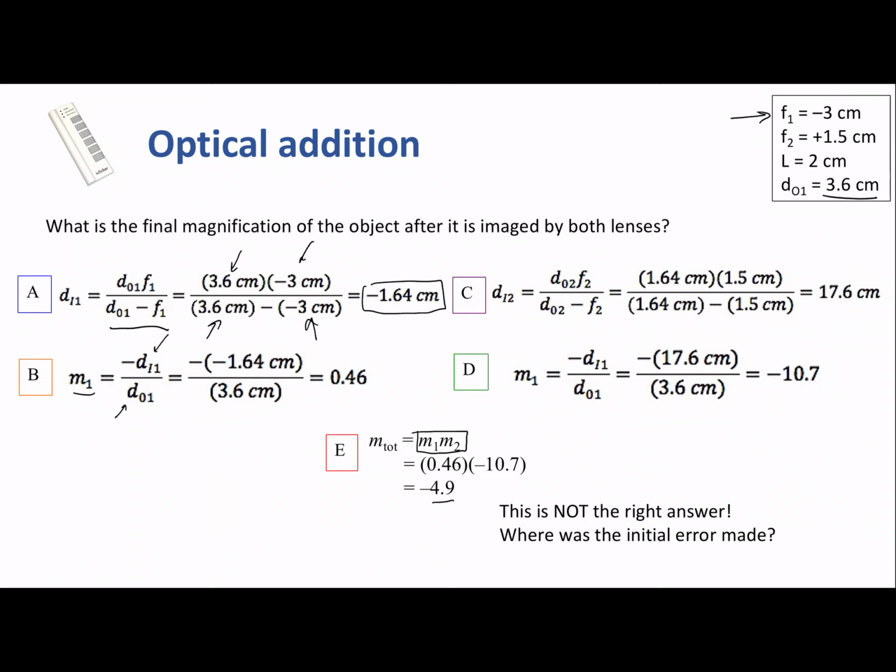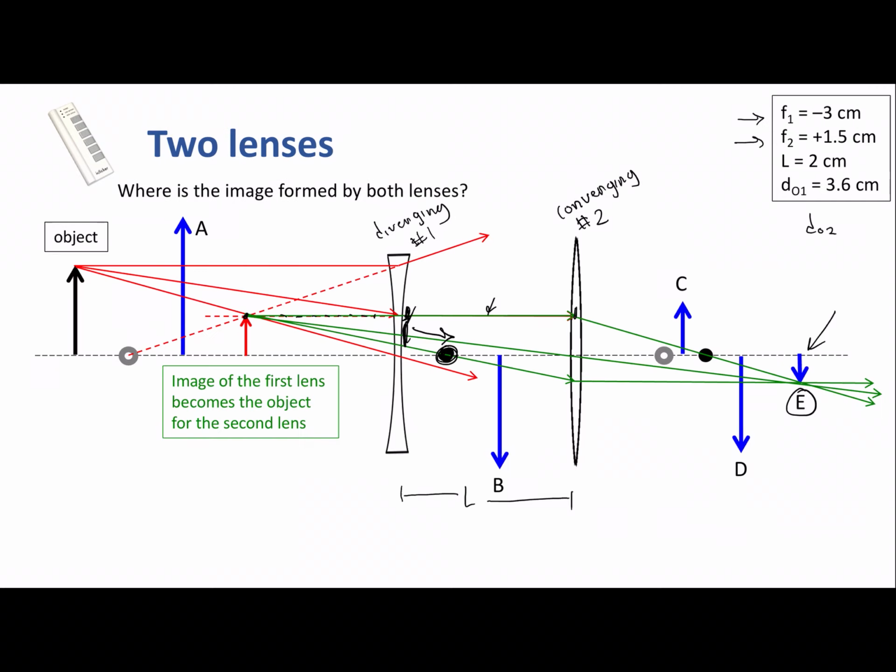We can check it. So what do we know? We know that this negative says that it is a virtual image. So if we have a distance that is negative, it means that it is a virtual image. And this is about half the distance of the initial object distance. So let's just take a quick look. Yeah, so it is a virtual image. It's on the same side of the lens as the object here. And it's roughly half the size.